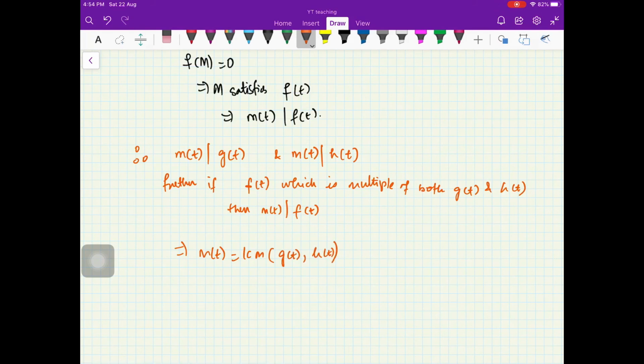So this is how we find the minimal polynomial of a block diagonal matrix by taking the LCM of the minimal polynomials of the matrices which are on the diagonal. In the next video, we'll be looking at an example.